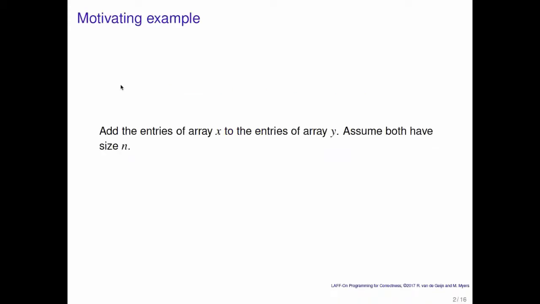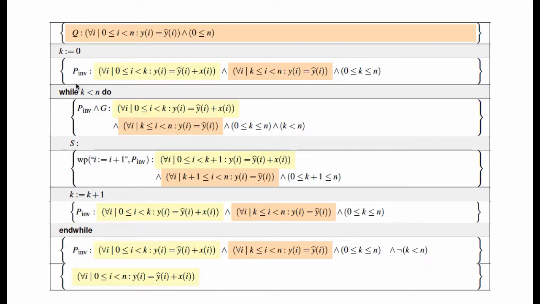So as usual, we use a motivating example. The example that we're going to use adds the entries of array X to the entries of array Y, and we'll assume that both of these arrays have size n. And this will lead to a while loop, and how to systematically derive this while loop will be the topic of a later unit. And what we're now going to do is focus on the highlighted section here.